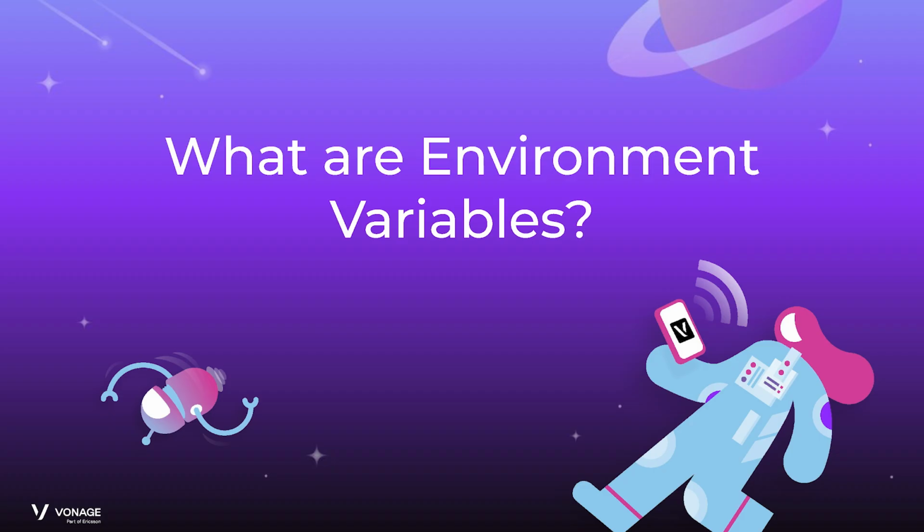Environment variables are variables stored outside your program that influence how it runs. For example, you can store API keys, secrets, or configuration settings in environment variables instead of hard coding them in your source code. Here are a few benefits of using environment variables.